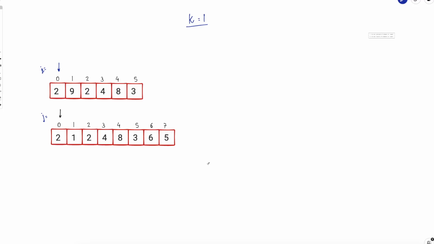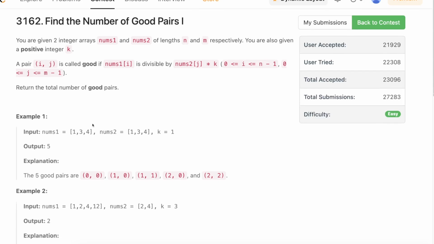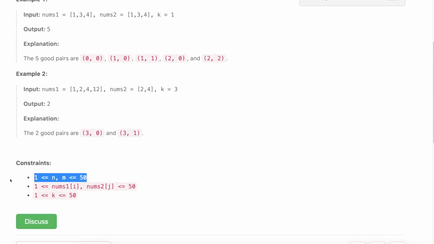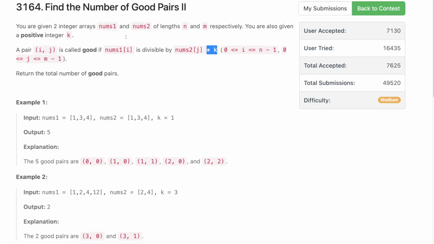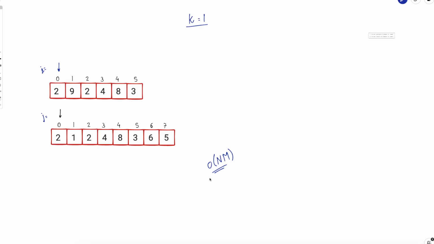So you will go over all possible pairs, figure out how many of them are valid, and that will be your answer. So what will be the time complexity? You are going over all possible pairs, which is n times m pairs, and for each of them you are figuring out whether they are valid or not, which you can simply do using a modulus operator. That is an order 1 operation. So the overall complexity is order n times m, and this will pass the first question easily because n and m are both 50. But you can't afford this for the third problem where n and m are 10 to the power 5. So you need to optimize this.